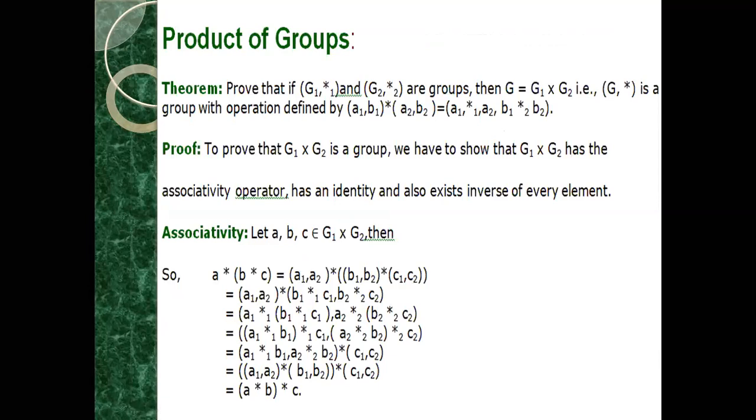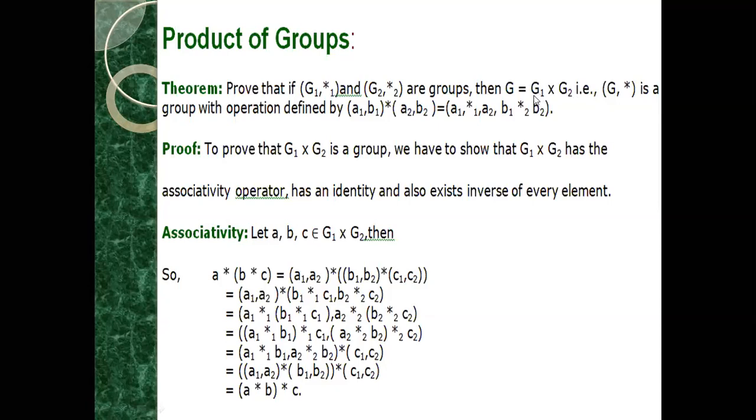Product of groups. Prove that if G1, star 1 means binary operation for the first group, and G2, star 2, so binary operation for the second group, are two groups, then G is equal to G1 cross G2.